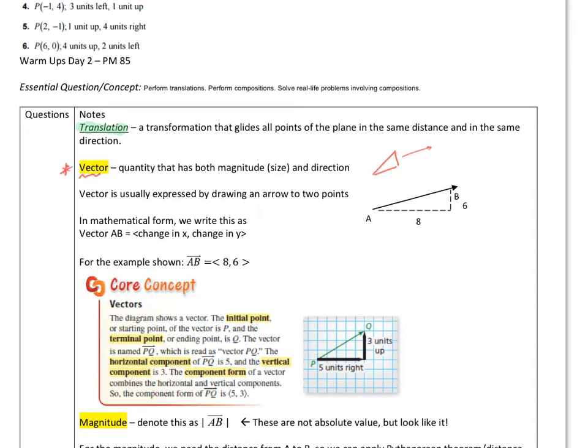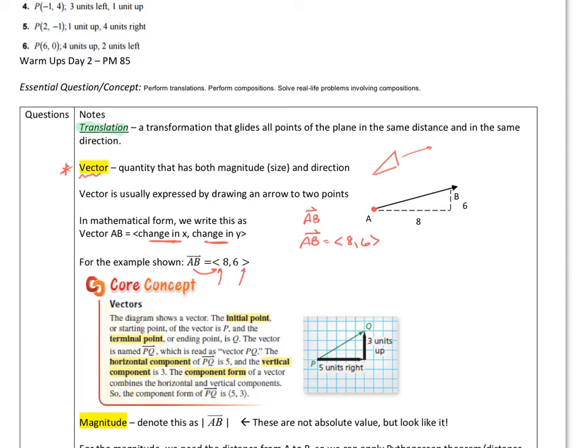Anyway, a vector is usually expressed by drawing an arrow or by two points. So this would be the vector from A to B, and we'd say vector AB, like that. Now vector AB, right here, would be the vector <8, 6>. So we write it as the change in x and the change in y. Notice the notation. We use these types of brackets.